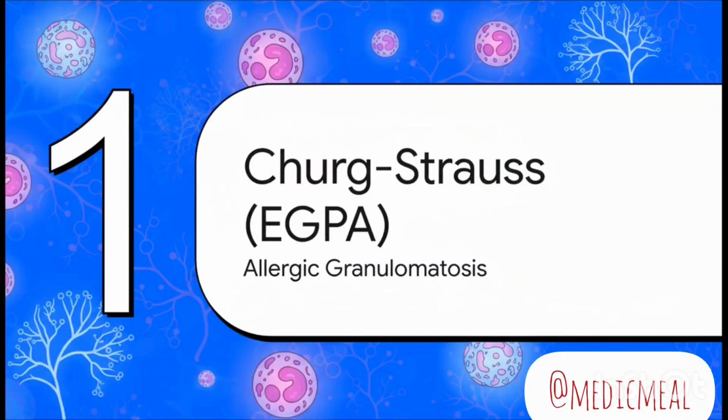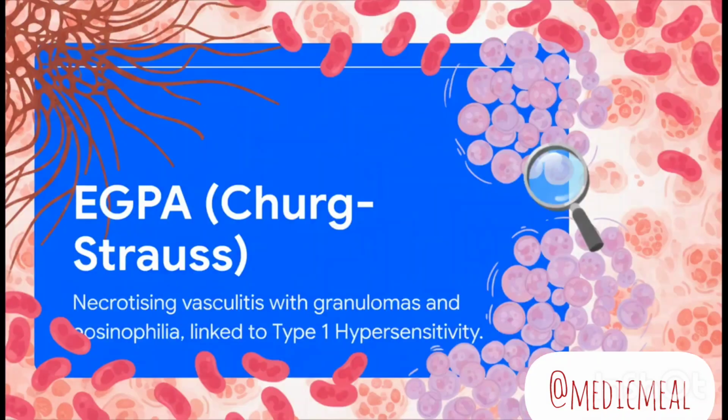Okay, first up, Churg-Strauss syndrome. You'll hear it called that, but its more formal name these days is eosinophilic granulomatosis with polyangiitis, or EGPA for short. And the name itself actually gives us a ton of clues about what's going on here. So let's just break this definition down. Necrotizing simply means it causes tissue death. Granulomas, well, those are these organized clusters of immune cells that your body forms during inflammation. And eosinophilia? That just means you've got crazy high levels of a specific type of white blood cell, the eosinophil.